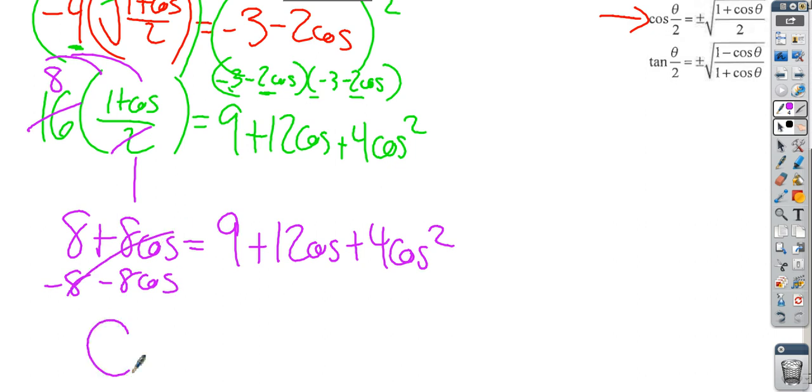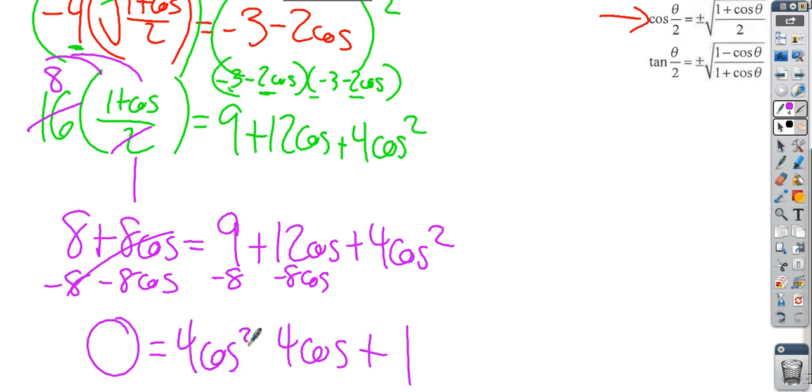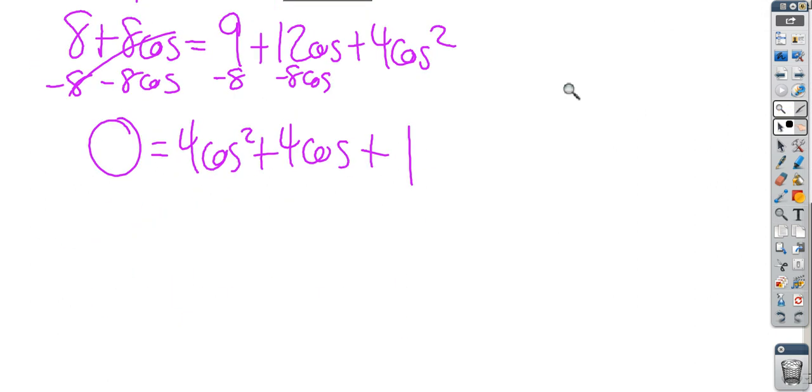So that whole thing becomes 0. Subtract the 8 from here, that becomes a 1. I'm just going to put it at the end here. Subtract the 8 cosine, that becomes 4 cosine. And then I'm going to put that 4 cosine squared in front here. Okay, so this now can actually factor right here.